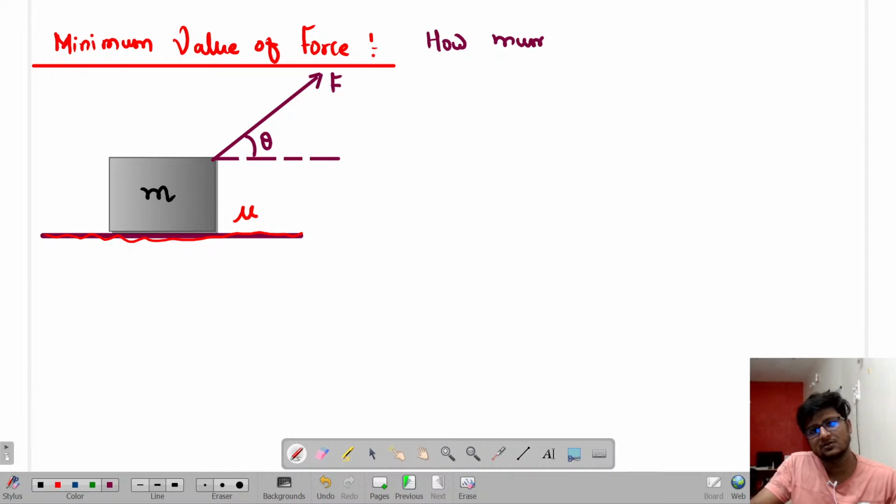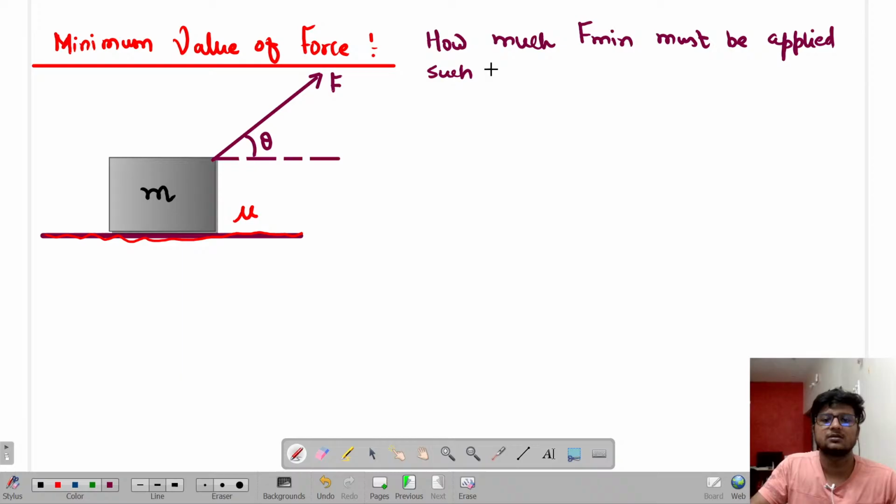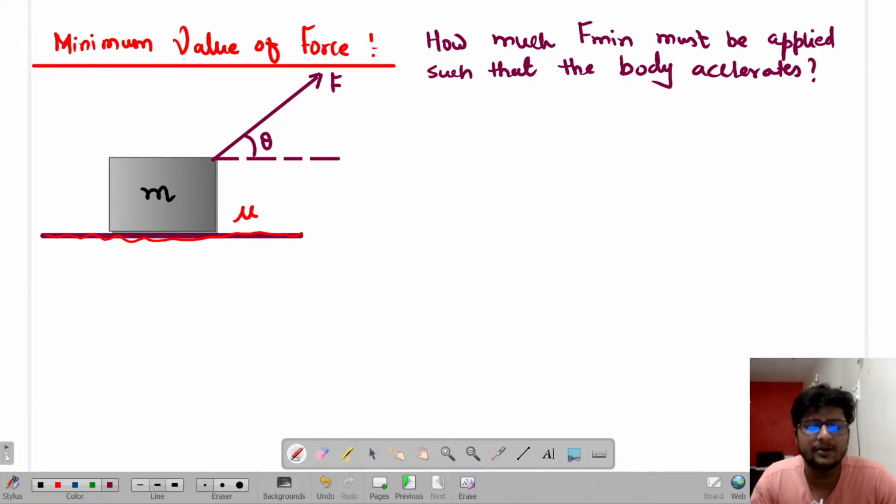Question is how much F minimum must be applied such that the body accelerates. Again you have to look into the basic idea of how to apply the force, think about that, you can do it, try to do it. One of the classical questions of HC Verma, example number 11, okay.